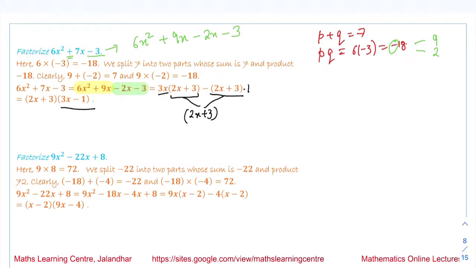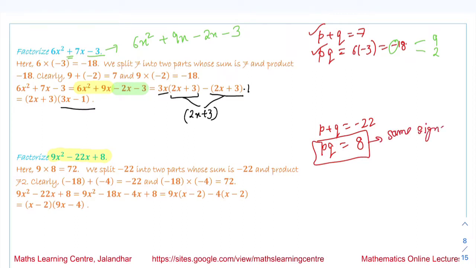Similarly, in the next question it is 9x square minus 22x plus 8. What is the difference between these two questions? In the previous question, p plus q is positive and p into q is negative. But now we have p plus q equal to minus 22 and p into q equal to 8. It means p and q have the same sign. Either they are both positive or both negative.